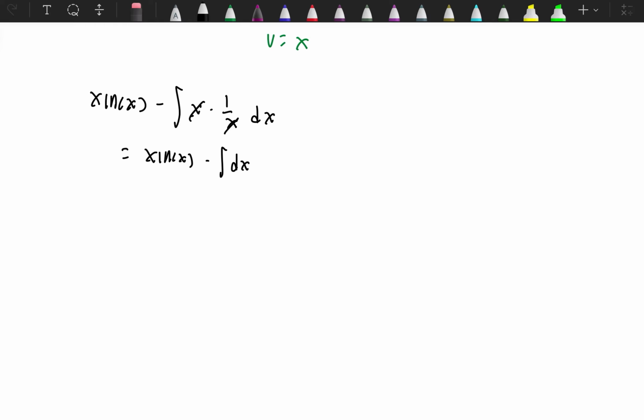But you still keep that 1. So essentially from here, you can just integrate 1, and your answer is going to be x natural log of x minus x plus c, which is your answer.